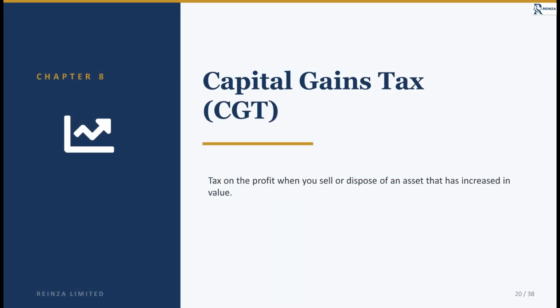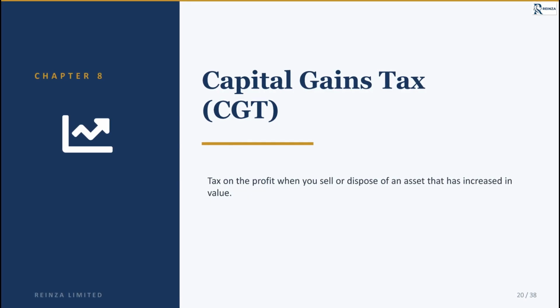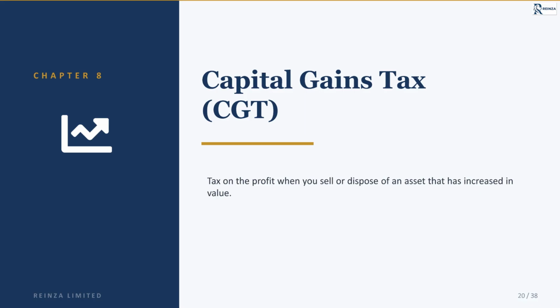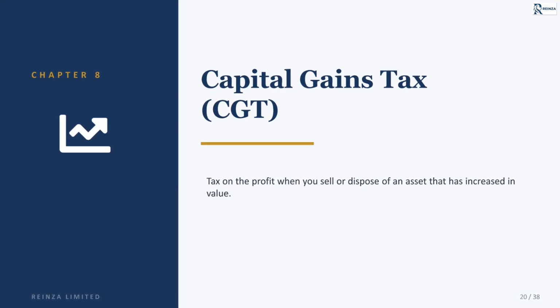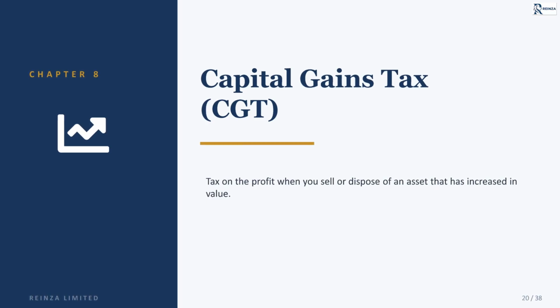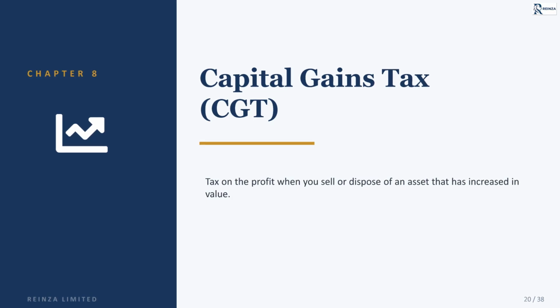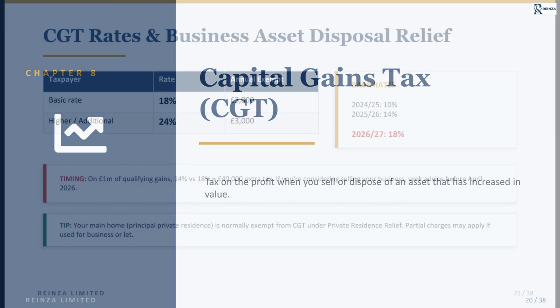Chapter 8. Capital Gains Tax, or CGT. Capital gains tax is the tax you pay on the profit when you sell or dispose of an asset that has increased in value. This could be a buy-to-let property, shares, a business, or other valuable assets. Your main home is normally exempt.